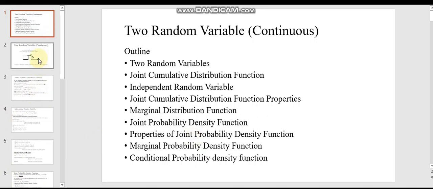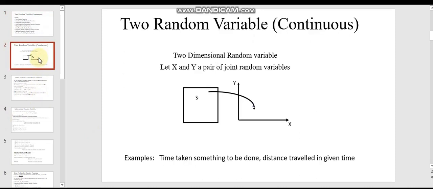First, two random variables in a continuous situation. When we are dealing with the continuous world, suppose S is a sample space, we can map it into the two-dimensional xy plane. So X and Y are a pair of joint random variables. Examples for continuous random variables are the time taken for something to be done, or the distance traveled in a given time. Such examples can be described by two random variables in a continuous situation.